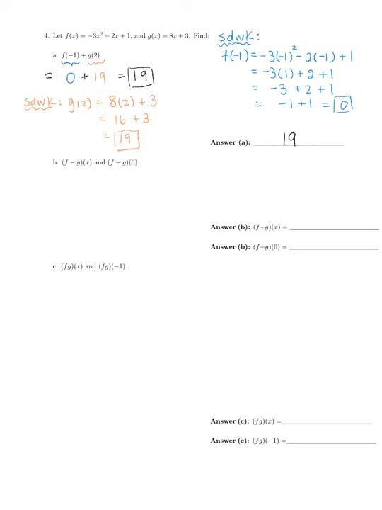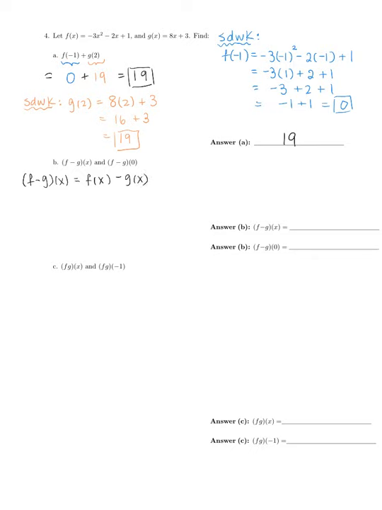Part B, f minus g of x and f minus g of 0. So first step first, f minus g of x, that's the shorthand notation for f of x minus the g of x, by the way. All right, so let me just write it like this. I'll write every step out. F minus g of x. So this is f of x minus the g of x.